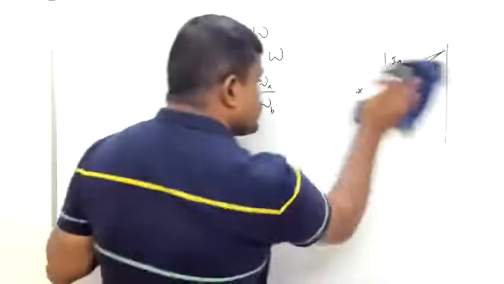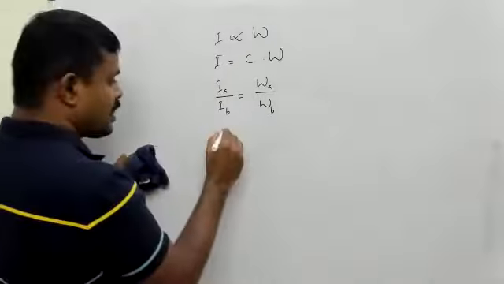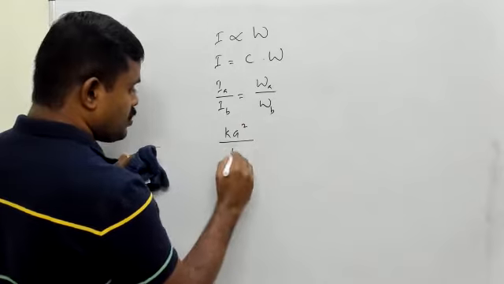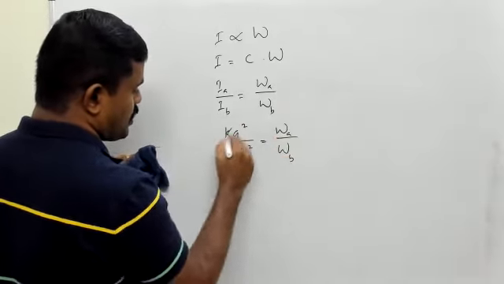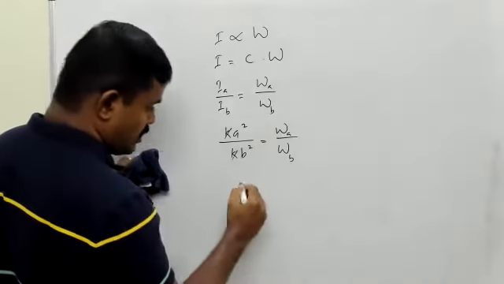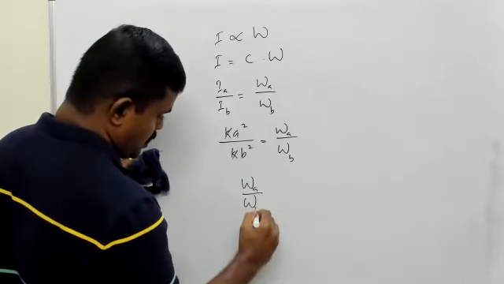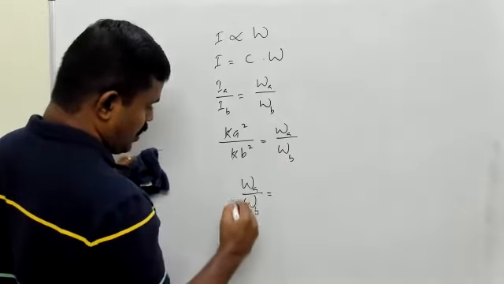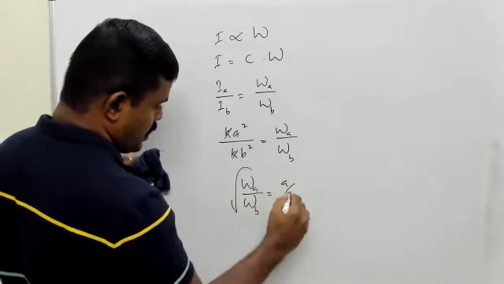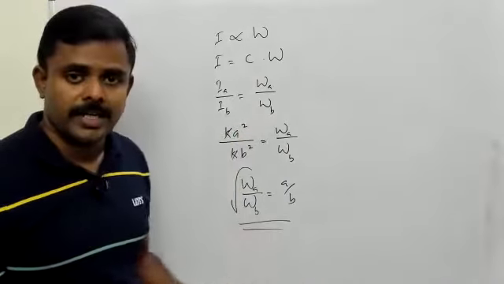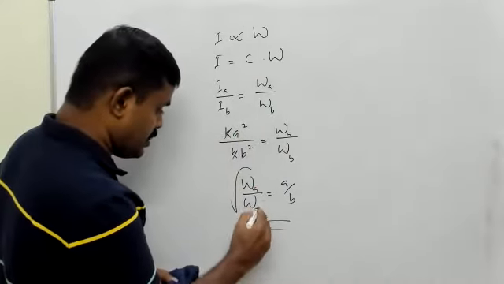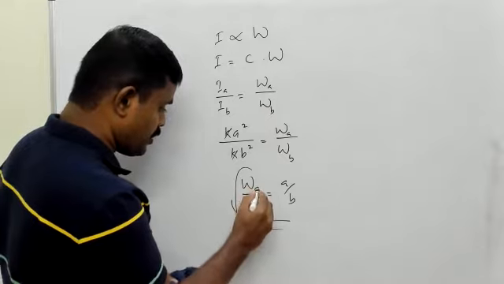But intensity of A is Ka square, and intensity of B is Kb square. It's equal to Wa by Wb. K and K are cut. What I need is the ratio of widths, Wa by Wb, under root is A by B. You don't have to know this. You just learn the final equation. But I wrote the entire derivation just in case you forget, so you can formulate it yourself.